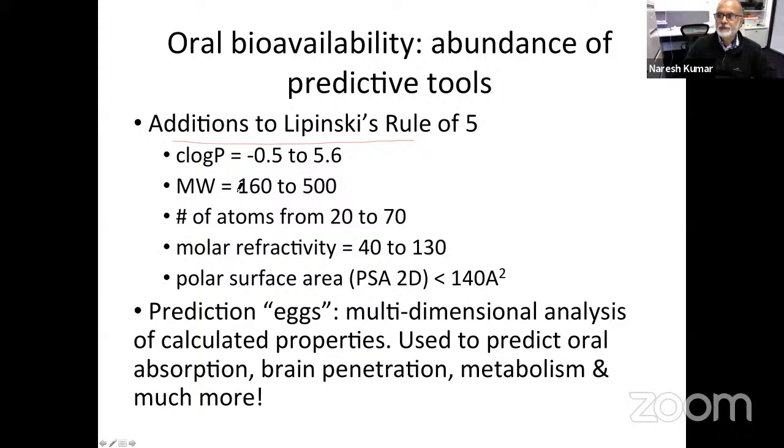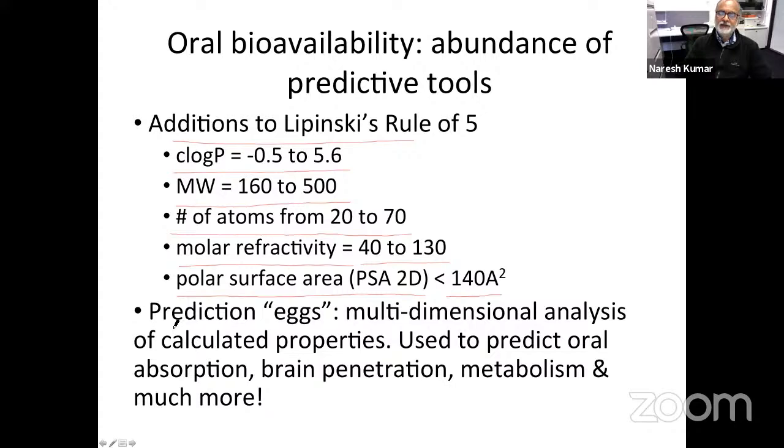So C log P can vary from minus 0.5 to 5.6. Molecular weight can be 160 to 500. Other rules which have been added is that the number of atoms can be between 20 to 70. Molar refractivity, which measures the polarizability of a compound, can be 40 to 130. Polar surface area is used as well, and it should be less than 140 angstrom squared.